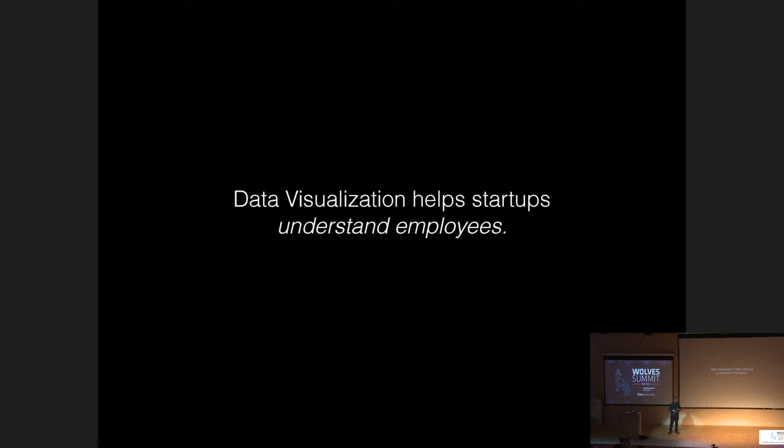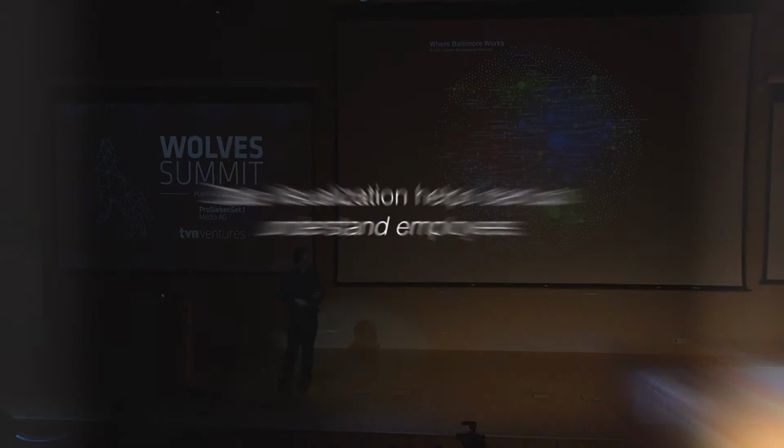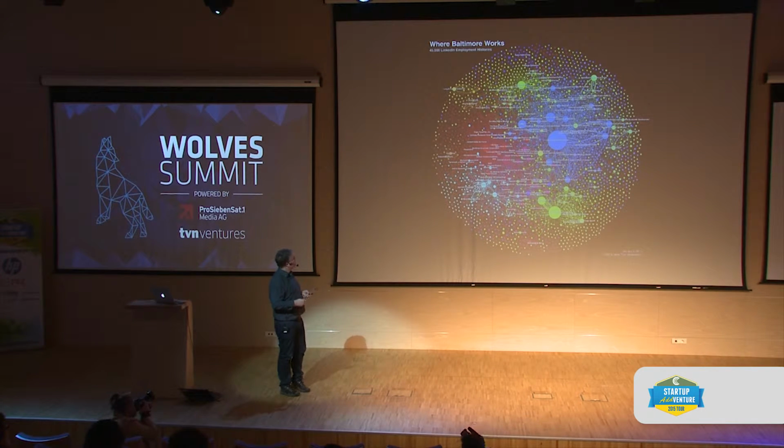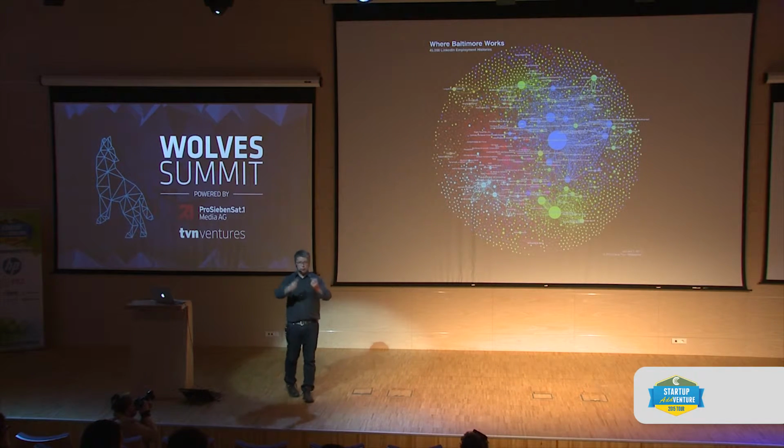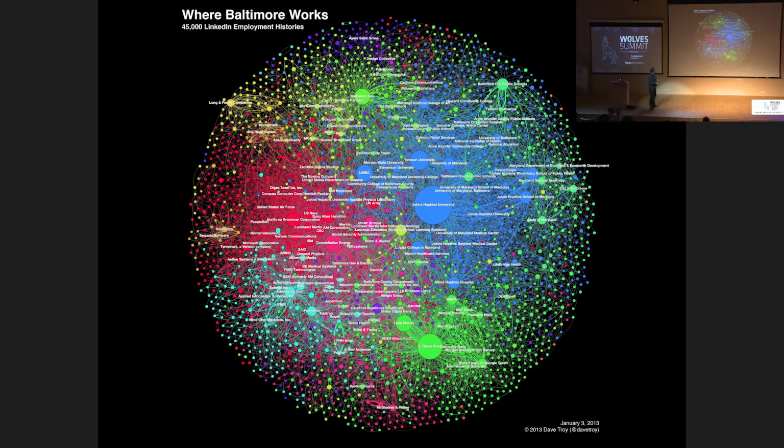You can also use this sort of thing to understand employees. Using data from LinkedIn, I made a map of my city's entire employment landscape. So I can see what the biggest employers are. This is Johns Hopkins University, T. Rowe Price, a big financial firm, Legg Mason, another financial firm.